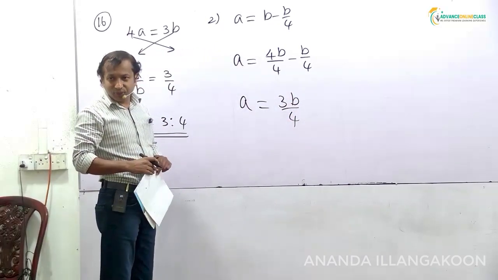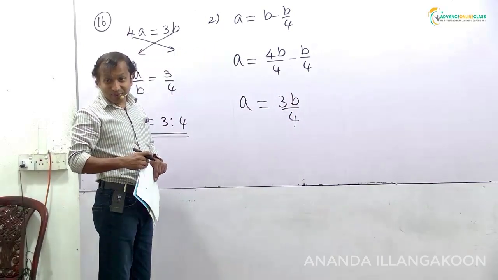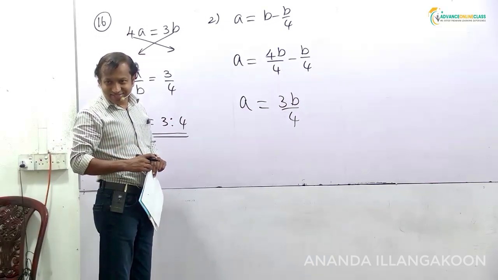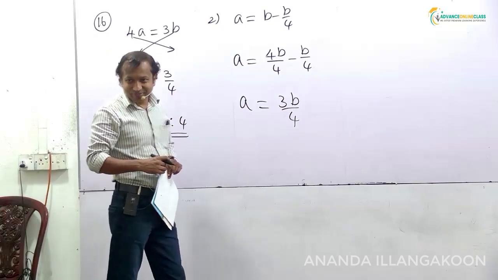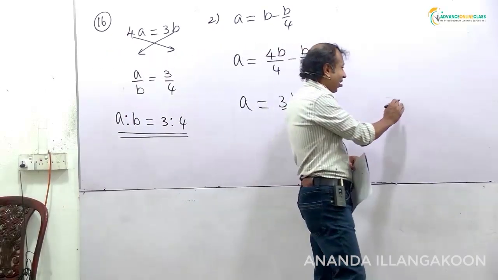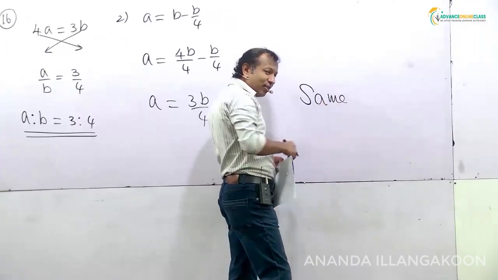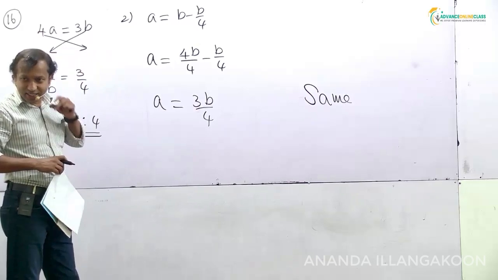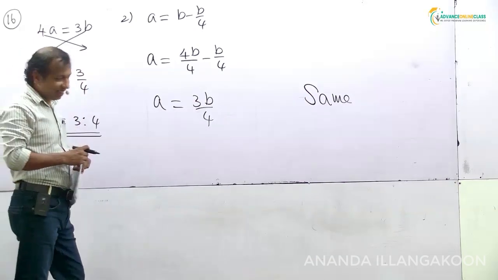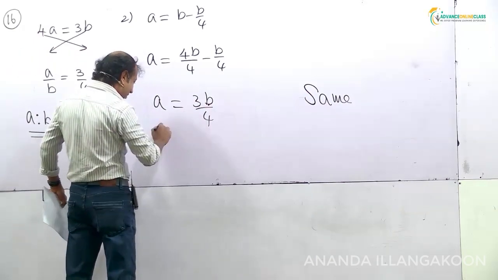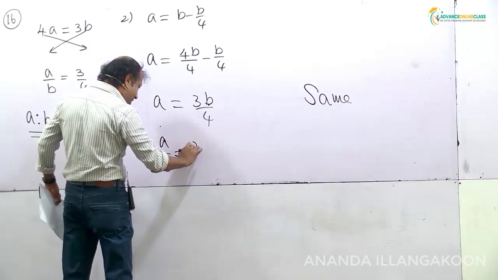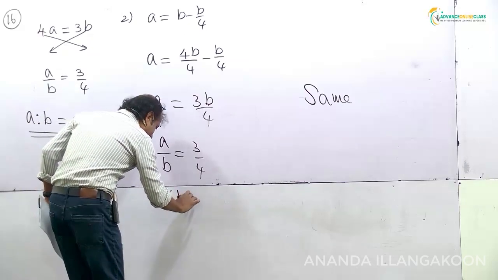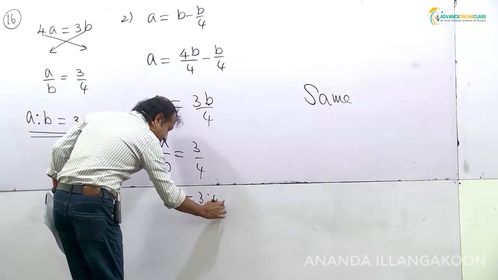Now how to find the ratio? 4B by 4 is B, same. Right. Now we can bring this B here. A over B equals 3 over 4. The ratio is what again? A is to B, 3 is to 4. Okay.